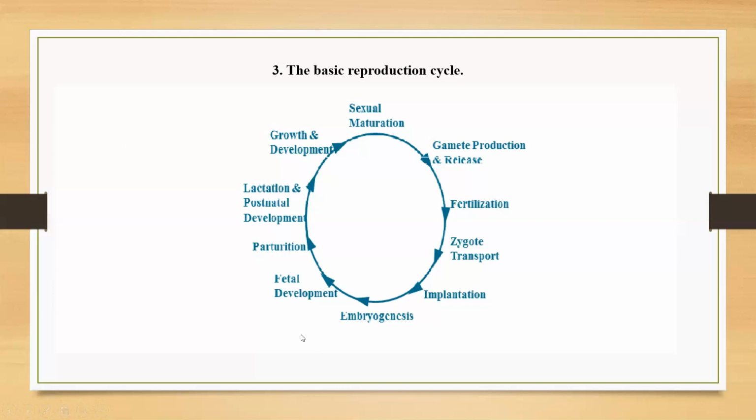Parturition. After fetal development, we have parturition, also known as labor or delivery. It is the process of delivering the infant, the baby, and the placenta from the uterus through the vagina to the outside world. Lactation and postnatal development. Lactation describes the secretion of milk from the mammary gland and the period of time that a mother lactates to feed her young ones. Next is growth and development, that is the growth and development of the newborn or the infant.